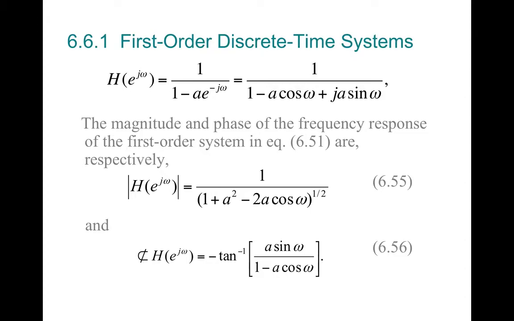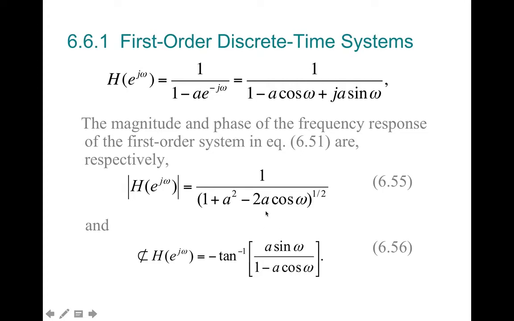Now let's take a look at the frequency domain property, and we could take a look at the frequency response and use the Euler relationship to decompose the exponential functions, and that we now have cosine corresponding to the real part, sine corresponding to the imaginary part, and then we can easily compute the magnitude, which is in equation 6.55, and also the phase, equation 6.56.